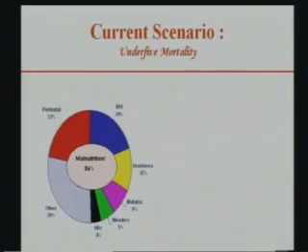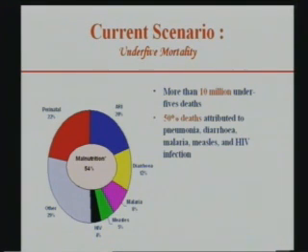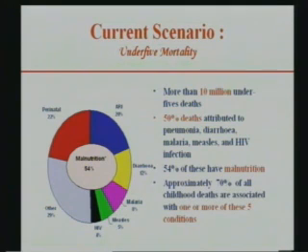The current scenario, as already told by Dr. Agrawal, is that more than 10 million deaths are occurring every year among under 5 children, and mostly these deaths are because of pneumonia, diarrhea, measles, malaria, and of course malnutrition, which is associated in almost 54% of the cases. And you know that malnutrition makes any illness worse than when that illness occurs in normal children.